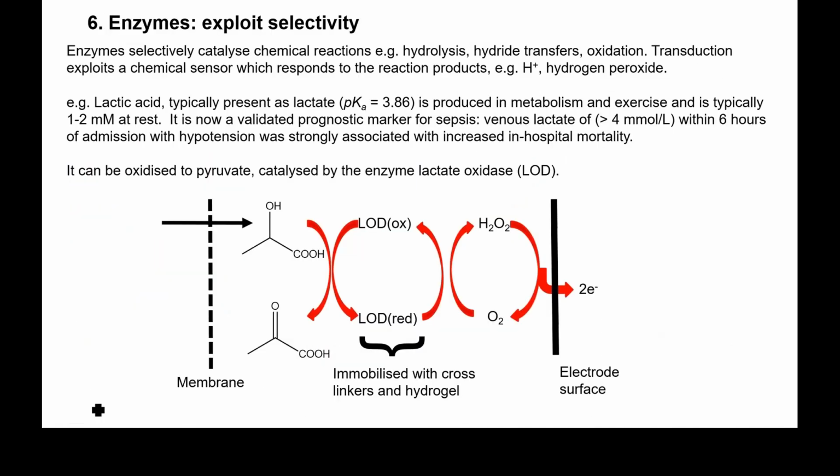Finally, we can exploit enzymes to do this. Here's an example, lactic acid. We're interested in lactate because it's a really important validated biomarker of sepsis. Sepsis has a lethality of between 60 and 80%. Young people are at as big a risk of dying as the elderly in this, from random infections that just become systemic.